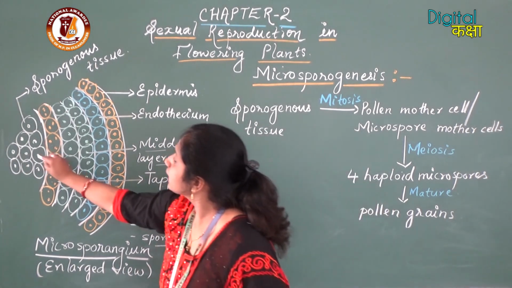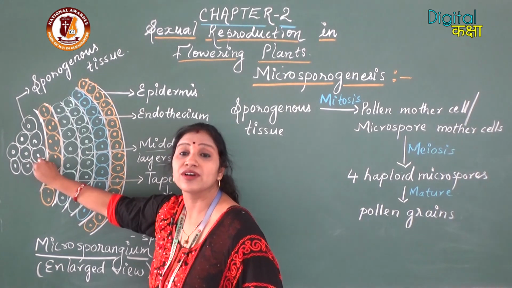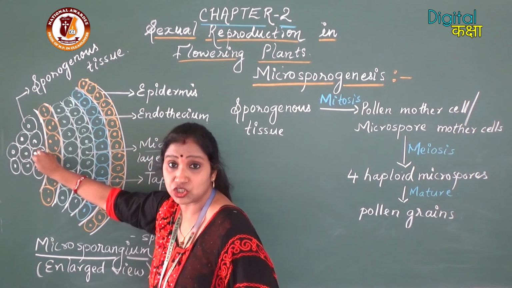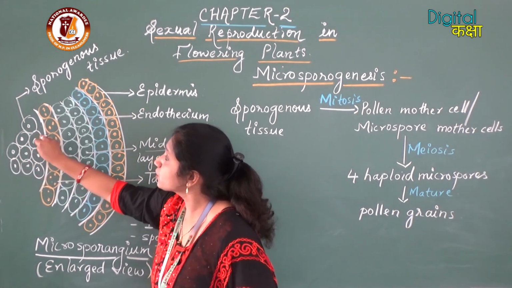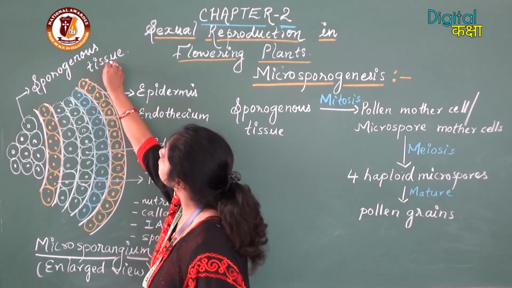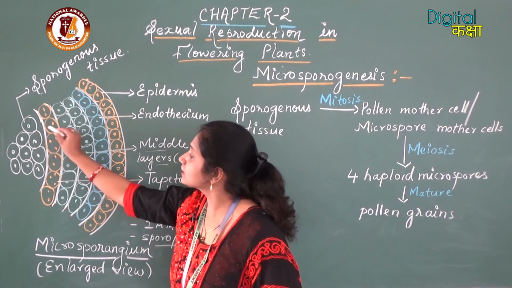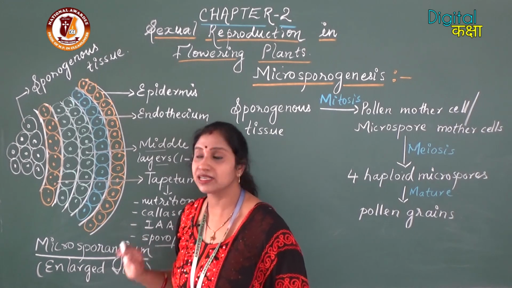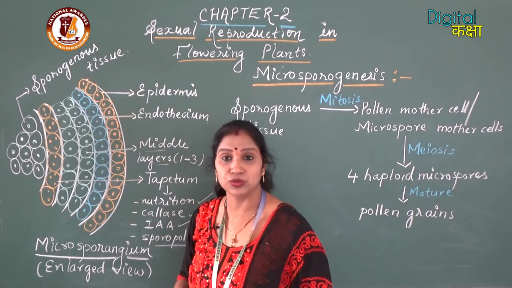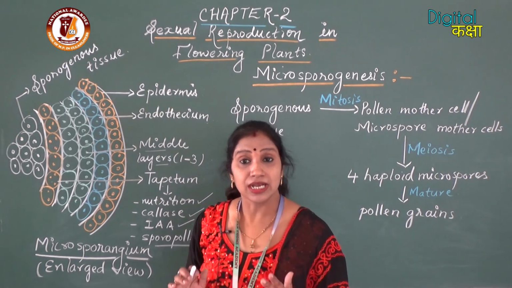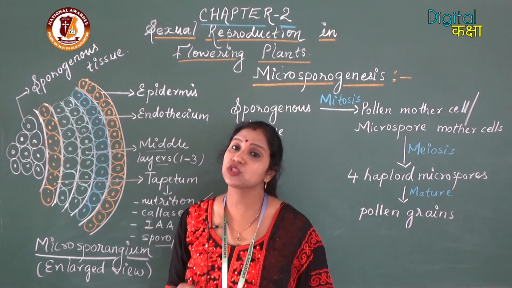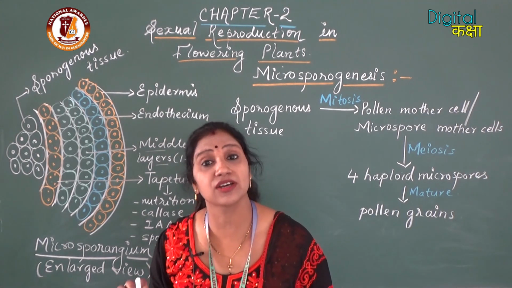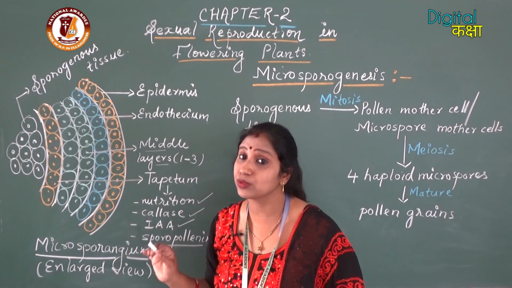Now we will move to the innermost central region of the microsporangium. Here I have drawn some cells with white colored chalk. You can see that this mass of cells is called sporogenous tissue. Towards the center of the microsporangium, a mass of cells is there, which is called sporogenous tissue. This sporogenous tissue comprises the cells which will form the pollen grains. So the sporogenous tissue has the function of forming the pollen grains.